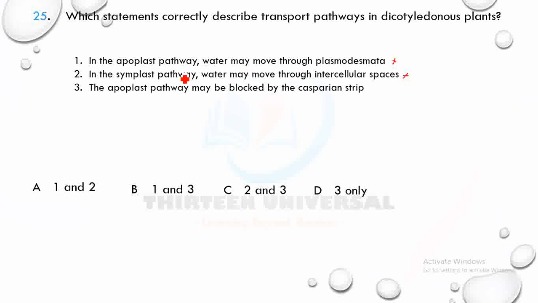So they switched it. Watch this: symplast is plasmodesmata. Apoplast is cell wall and intercellular space. Now 3: the apoplast pathway may be blocked by the Casparian strip. Yes. This happens in the endodermis. Endodermis has suberin, which forms the Casparian strip. So 3 is the only correct answer, guys.